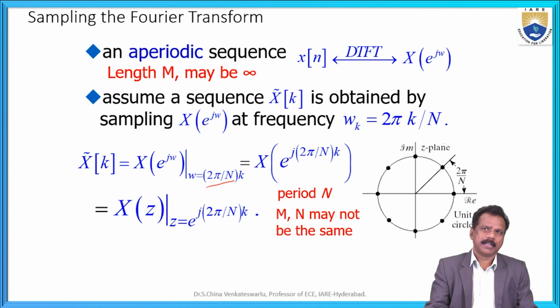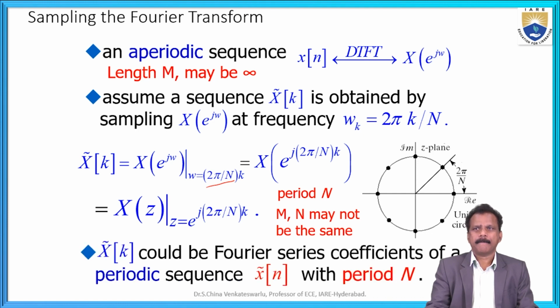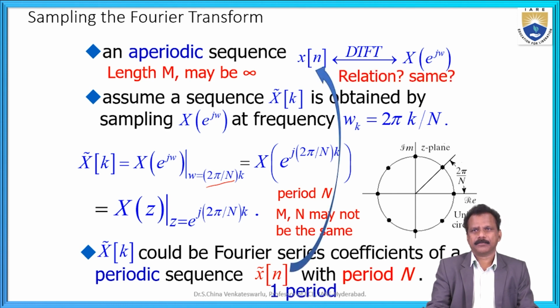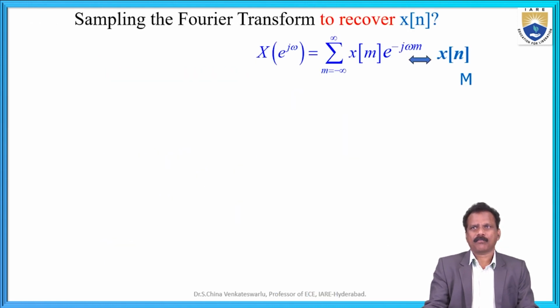What happened? The M and N may not be the same. We have to consider all these points of the sampling frequency Fourier transform. Okay, if X of k could be the Fourier series coefficients of the periodic sequence x of n with period capital N, then you can consider whether, if it is one period, the relation is the same or different. We have to prove that. For that purpose we are using the sampling of the Fourier transform and a periodic sequence x of n, the sampling Fourier transform, to recover x of n.